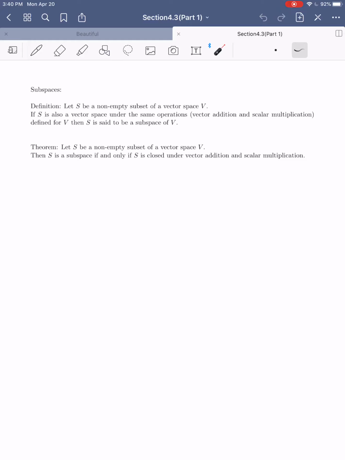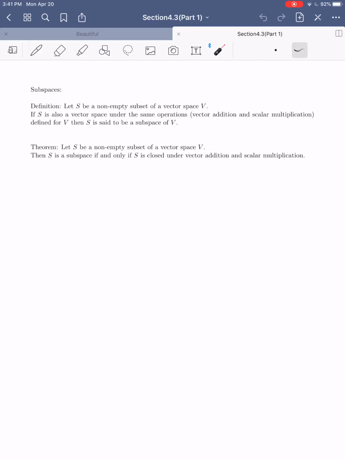So S being a subset just means that the elements that are in S are also elements of V. But being a subspace means that S by itself also satisfies the 10 axioms of being a vector space. So basically what you can think about is that S, a subspace, is a vector space that happens to live inside of a larger vector space.